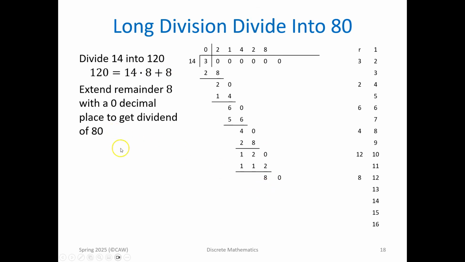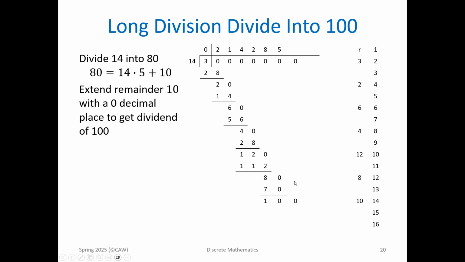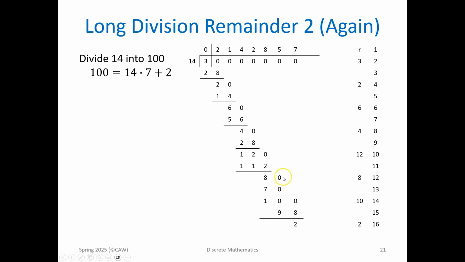We're going to extend the remainder with a 0. So we're going to be dividing 14 into 80. Okay, now 80 is equal to 14 times 5 plus 10. So there's a remainder of 10 now. And we put the 5 up in the quotient position. And now we're going to extend the 10 with a 0. So we're going to divide 14 into 100 now.